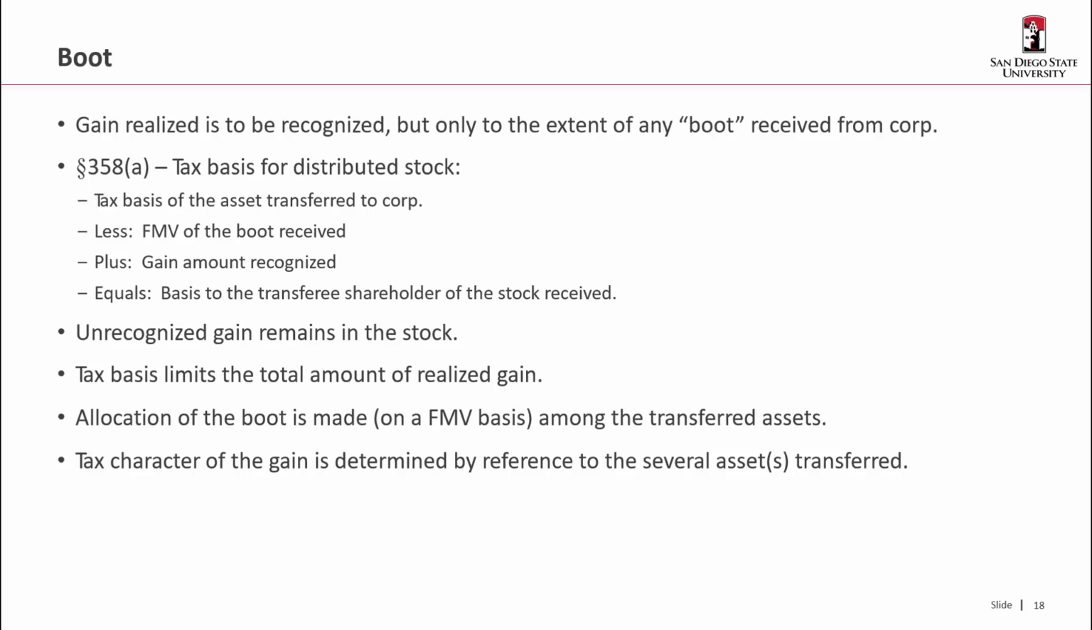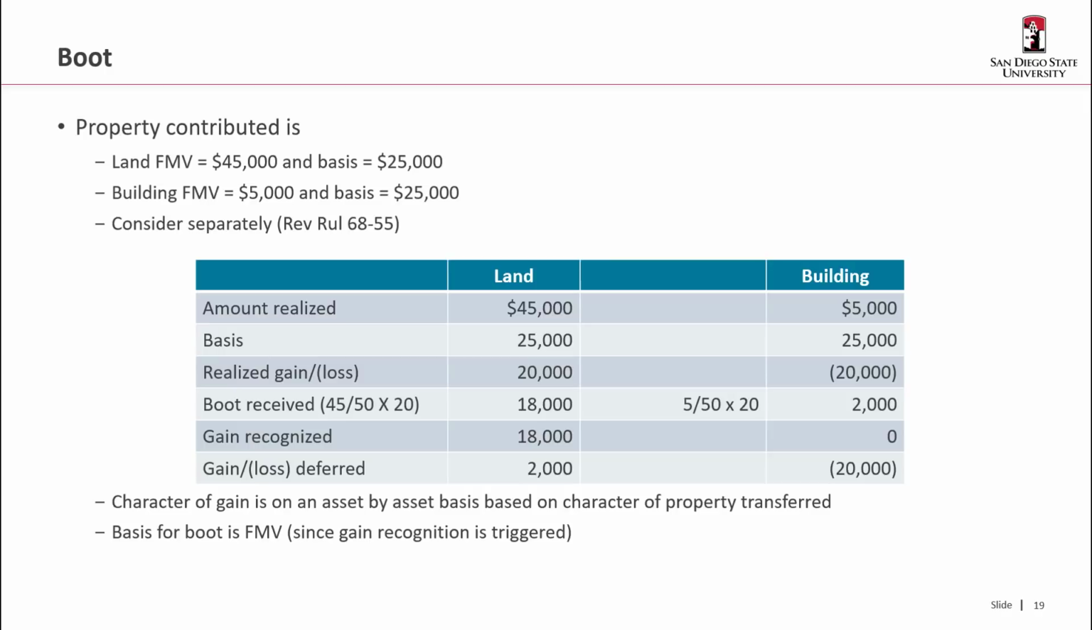How am I going to allocate the gain to those 2 pieces of property, since I have to adjust the basis by the gain that I recognize? And the idea is you have to allocate that boot based on the fair market value of those assets that you're getting back. The tax character of the gain would be determined by reference to the assets transferred. All right, let's do an example.